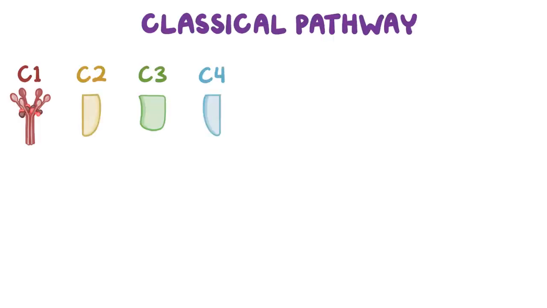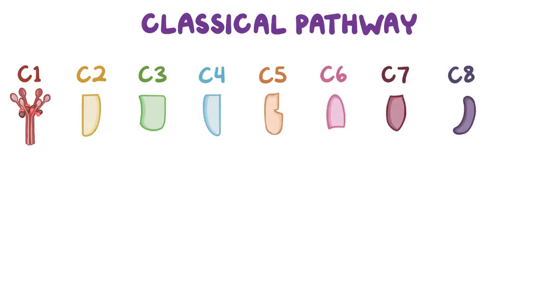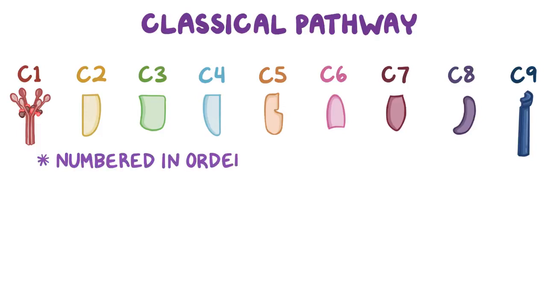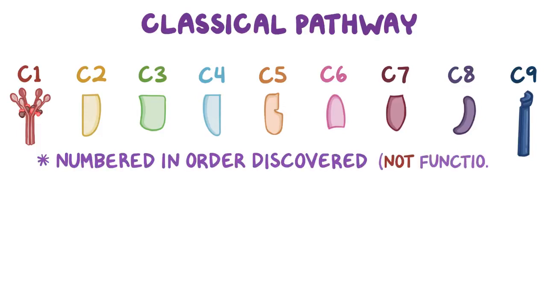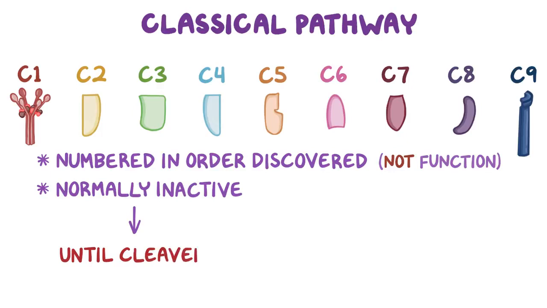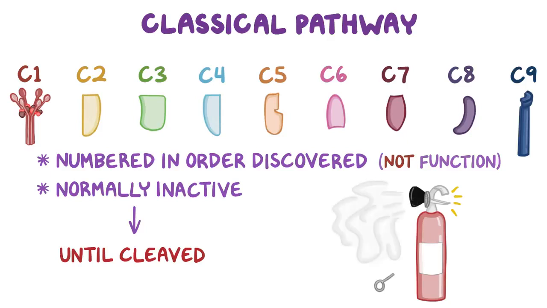So let's start with the proteins that make up the classical pathway: C1, C2, C3, C4, C5, C6, C7, C8, and C9. And part of these proteins are designated with lowercase letters like A or B. Pretty easy, right? Now, these were numbered in the order they were discovered, but not the order in which they function. Generally speaking, each complement protein is normally inactive, and it becomes activated when it's cleaved. In other words, when some part of it breaks free. A bit like how a fire extinguisher isn't active until a pin is pulled out.